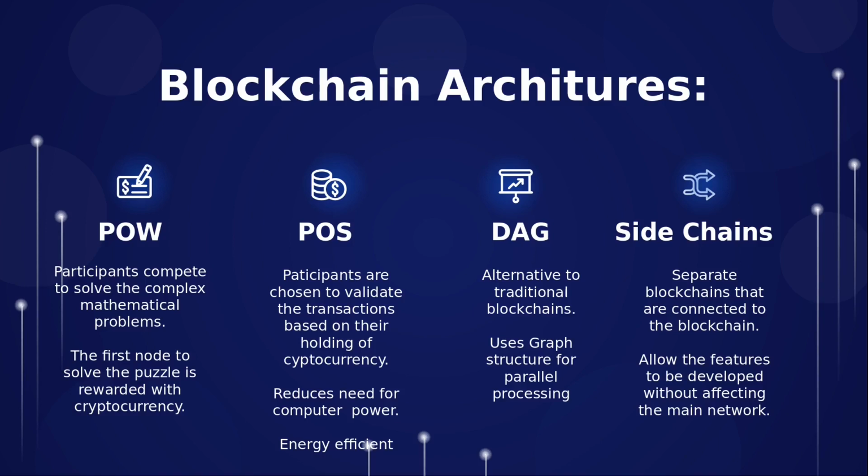The next one is the proof of stake, which is also known as POS. In a proof of stake system, participants are chosen to validate new transactions based on the amount of cryptocurrency they hold. This reduces the need for computing power and energy consumption, making it a more sustainable option.